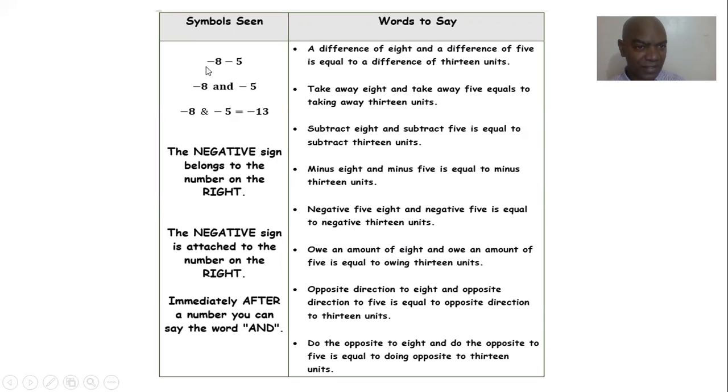Because apart from saying negative, you can also say "owe" for that negative sign, that minus sign, that subtraction sign. You can say "owe" is an owing sign. Do the opposite direction to 8 and do the opposite direction to 5. You're doing the opposite direction in 13. Because you can look at this sign in terms of direction, opposite direction to 8. Okay, so please bear that in mind.